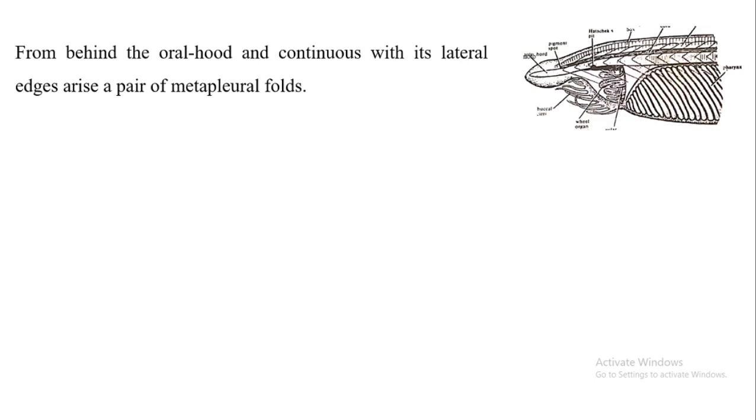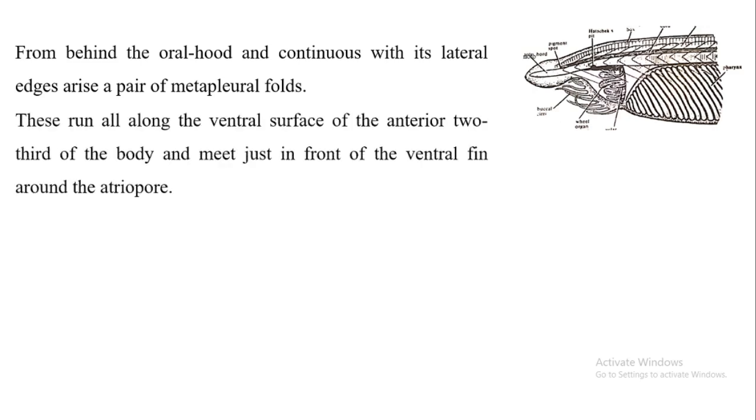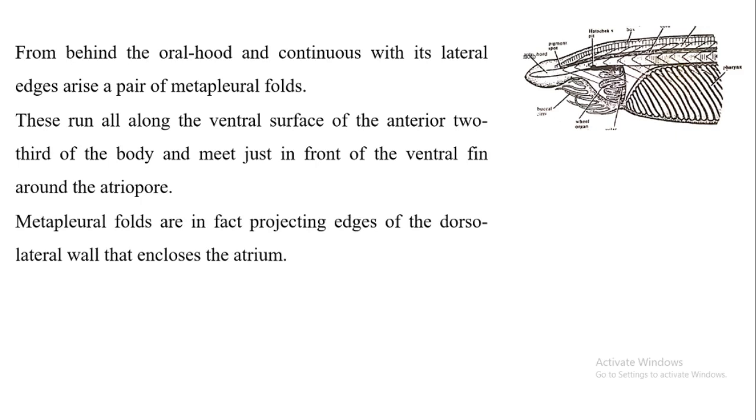From behind the oral hood, at the lateral edges of the body, there arises a pair of metapleural folds. These metapleural folds run along the ventral surface of the anterior two-thirds of the body, and they end around the atriopore, in front of the ventral fin. Metapleural folds are in fact projections of the dorsolateral wall that encloses the atrium. So this is all about the external features of the Amphioxus body.